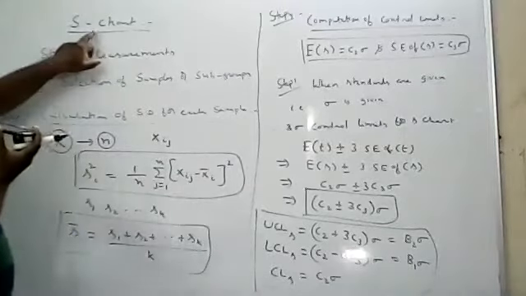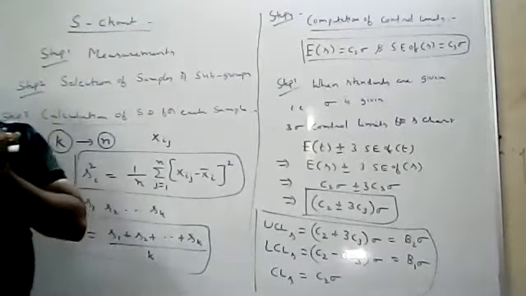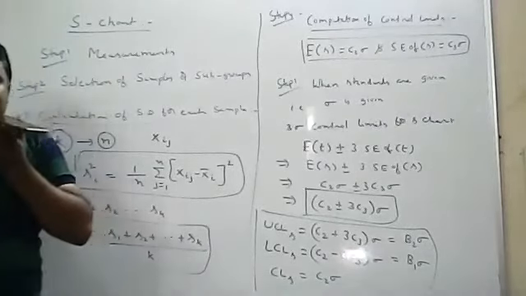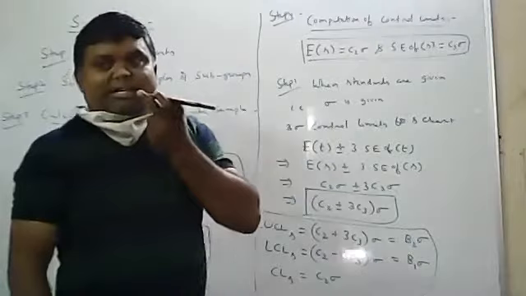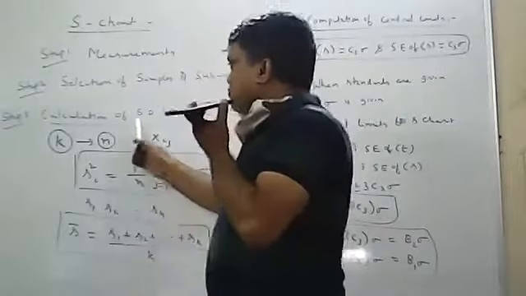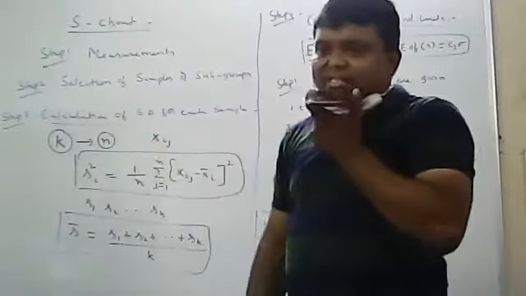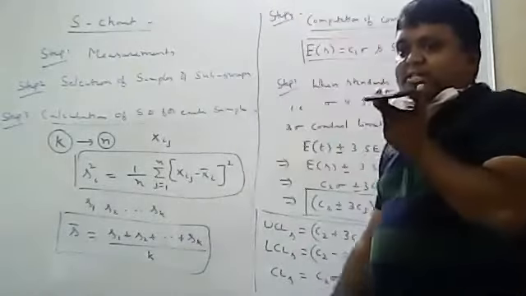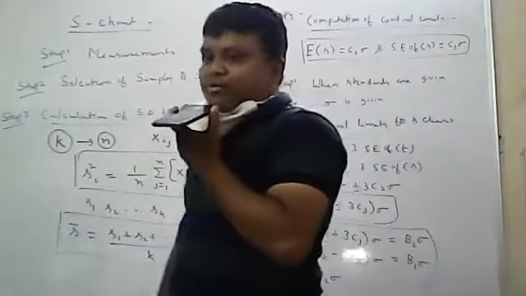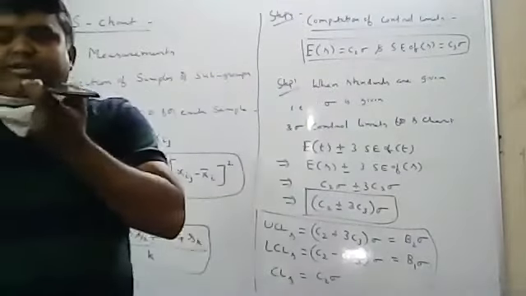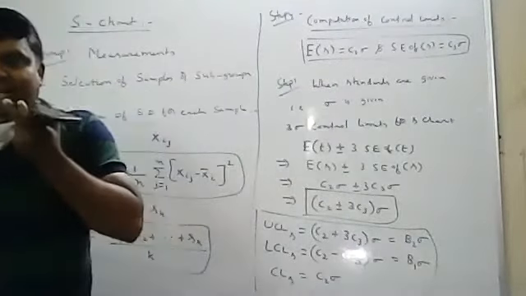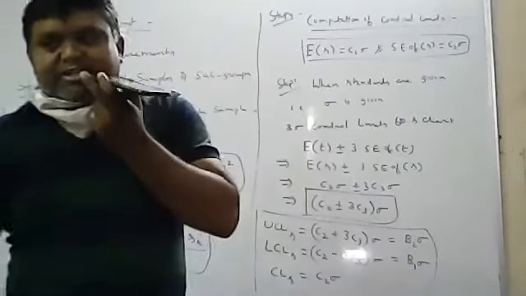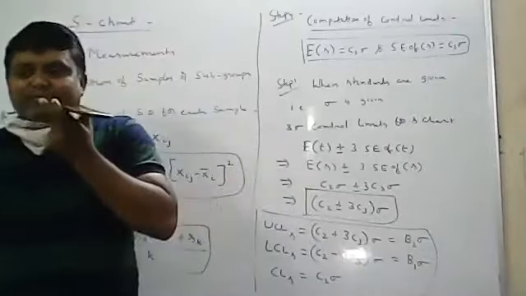So how many steps will be there in the S chart? Again, there will be 6 steps, like the mean chart and range chart. What is the first step? The first step is measurements. The second step is selection of samples or subgroups. The third is calculation of the standard deviation for each sample. And the fourth is computation of control limits. In computation of control limits, you will have 2 cases. Case 1: standards are given. Case 2: standards are not given. Step number 5 is construction of the S chart, and the final step is interpretation of the S chart.